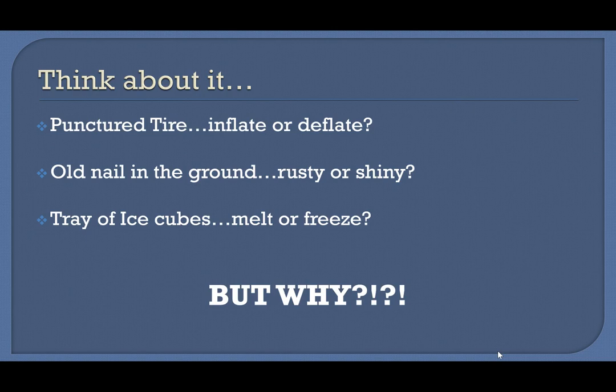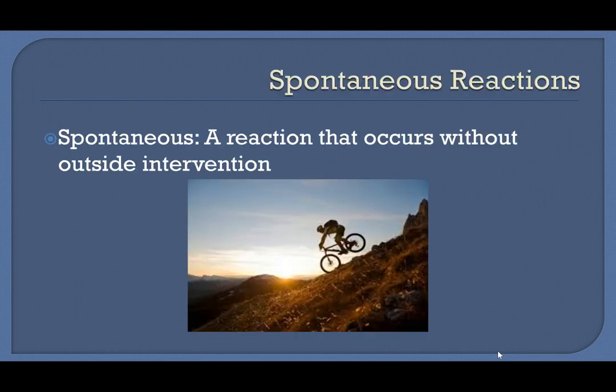And then we've got a tray of ice cubes. So we take it out of the freezer, we put it onto the desk. We wait a couple hours. Are those ice cubes going to stay frozen ice cubes, or are they going to melt and go from a solid to a liquid? Okay. So all of these processes that I've introduced, so deflating tire, rusting nail, melting ice cubes at room temperature, are all what we call spontaneous reactions. And what we're going to answer by the end of this chapter is, why do these things happen the way that they happen? Why does a nail get rusty instead of shiny?